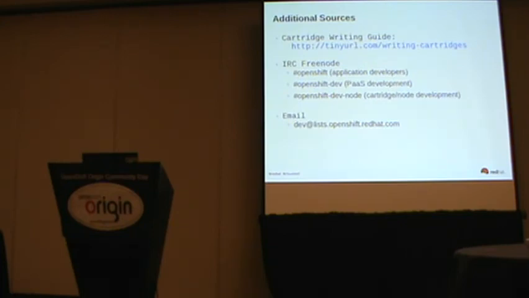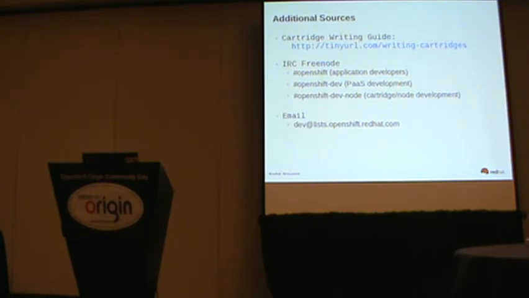So on Freenode, the runtime team likes to hang out on OpenShift dev nodes. If you start writing cartridges and you have questions, if you want to ask us what we were thinking about when we wrote some piece of code, we'll probably plead ignorance and blame it on someone else. That's always a good one. We also hang out on OpenShift dev. That's kind of generic OpenShift development.